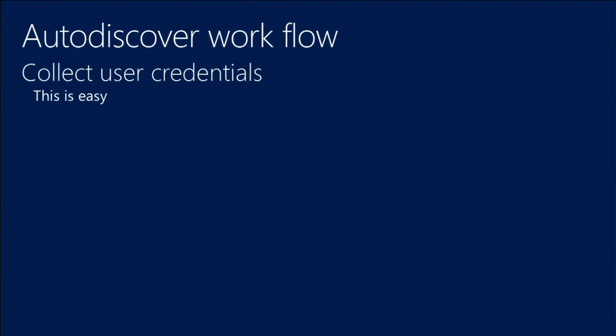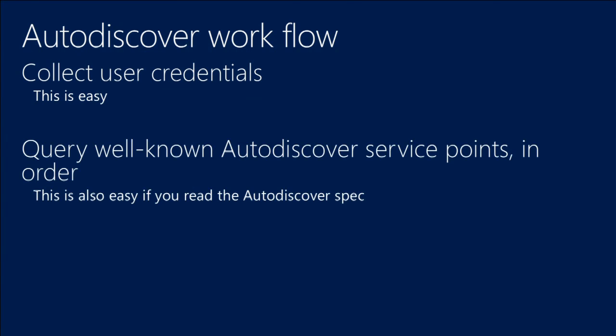So instead, our basic workflow is that we'll collect some credentials from the user. Then there's a set of well-known URLs that you go to looking for AutoDiscover services. So when you connect to one of those endpoints, if you are successfully able to hit that URL and authenticate to it, then you'll get back what we call an AutoDiscover manifest that has a bunch of information in it that you can use to connect to different sorts of services.